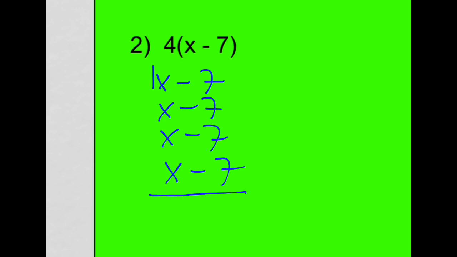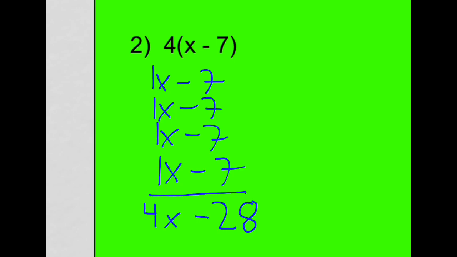Remember, in front of each variable, if there's nothing there, that's a 1. So if we total up our x's, we have 4x. And if we total up our negative 7s, it's important you remember that the sign in front of the integer goes with that integer. So we have negative 7, negative 14, negative 21, negative 28. So that expression expanded out without the parentheses is 4x minus 28.